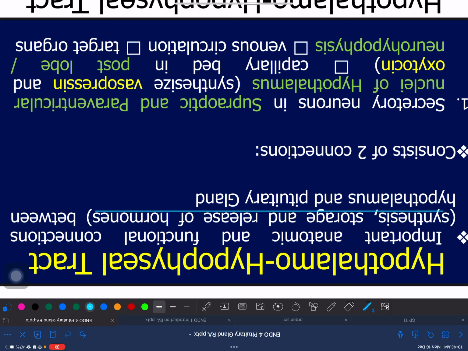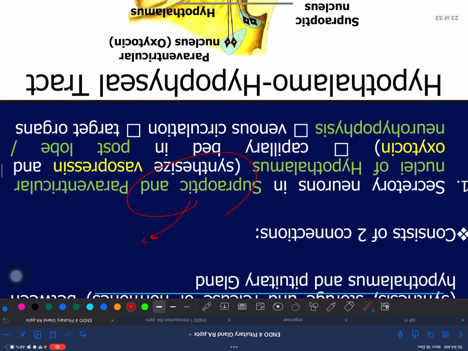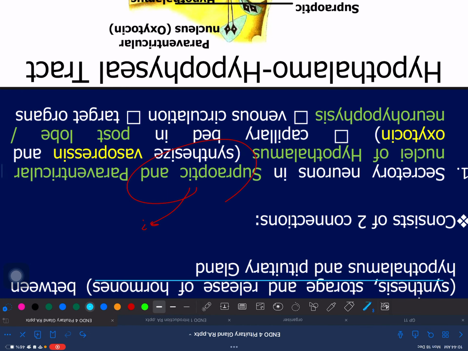Yes, there should be an arrow. It consists of two connection tracts. First, from the supraoptic and paraventricular nuclei of the hypothalamus. Don't worry, later when you go to the hypothalamus, you will remember these two nuclei. One is supraoptic and one is paraventricular. These nuclei in the hypothalamus are specific to synthesize and release vasopressin, also known as ADH.